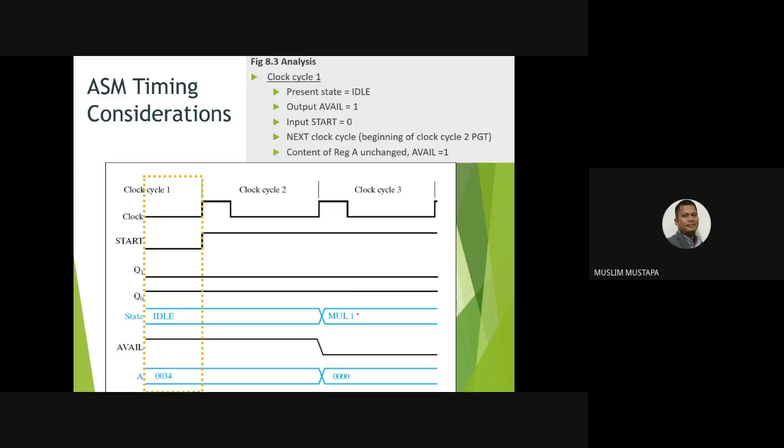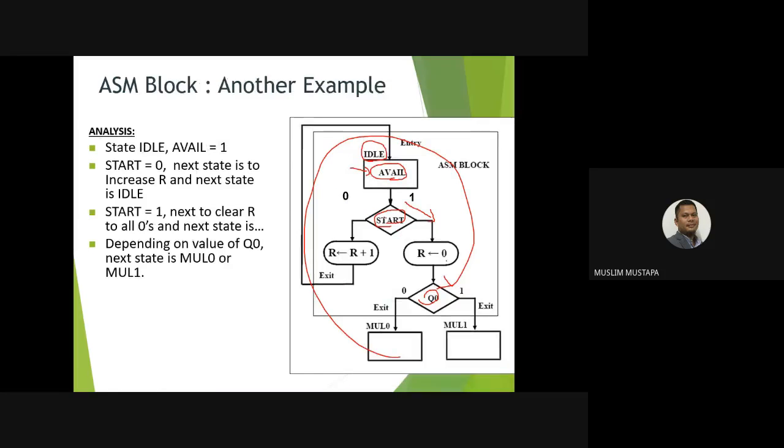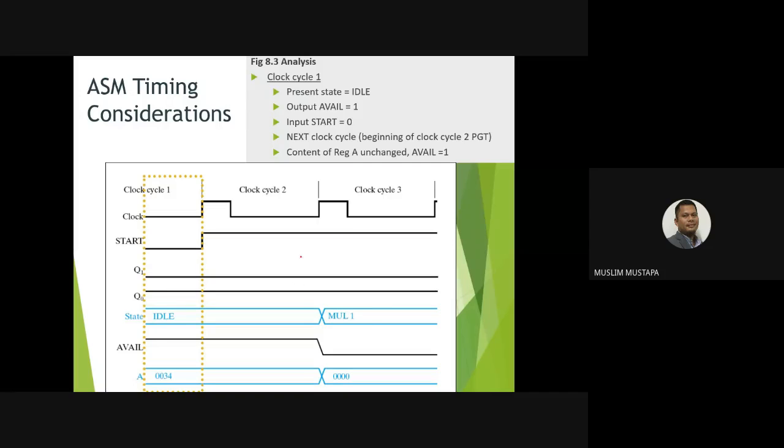Why is register A cleared to 0? Okay, let's see. Register A is cleared to 0 if start is equal to 1. Of course, yeah. So start is equal to 1 here.